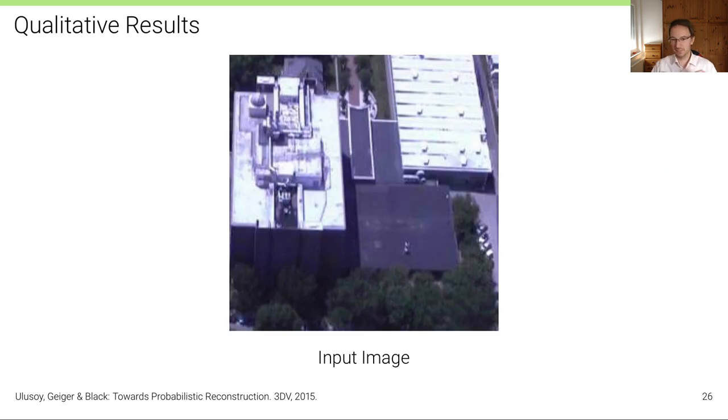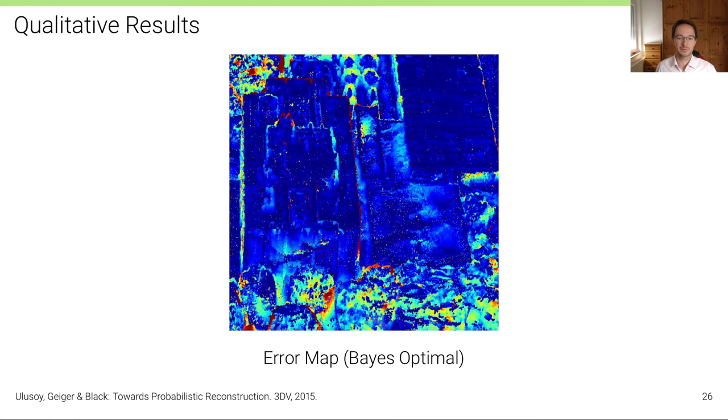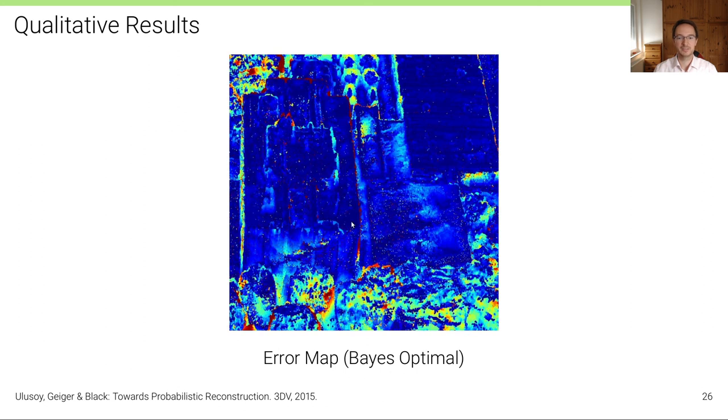So here's a particular patch of a particular input image. And for the patch, of course, with this algorithm that I've just shown, we can infer a depth map. And so here's the depth map that has been inferred by a previous algorithm that was using maximum a posteriori inference and that wasn't exposing the uncertainty. And this is the error map. So the error map is a colored visualization of where errors are large and where errors are small. Blue means small errors, red means large errors. And these red regions here typically correspond to textureless areas. And so in these areas, the space optimal prediction is better. It produces less error.